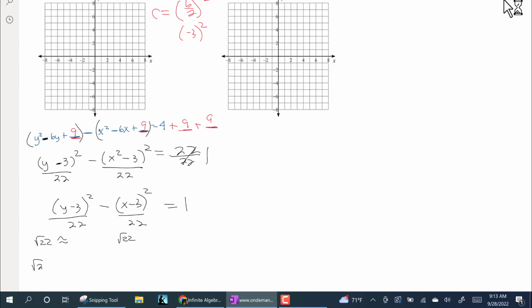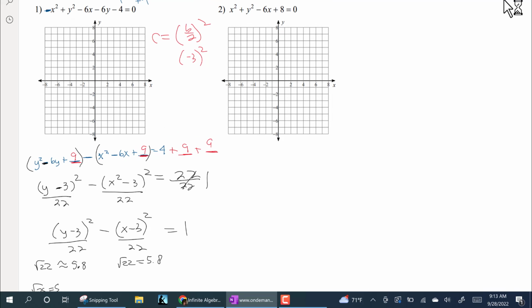So we're dealing with the square. Well, the square root of 25 is 5. The square root of 16 is 4. This 22 is much closer. So I'm going to estimate that maybe at about 5.8. And you could check that yourself. I don't have my calculator right here. And then because it is a y squared minus an x squared, we know the hyperbola is going to be upward and downward facing.